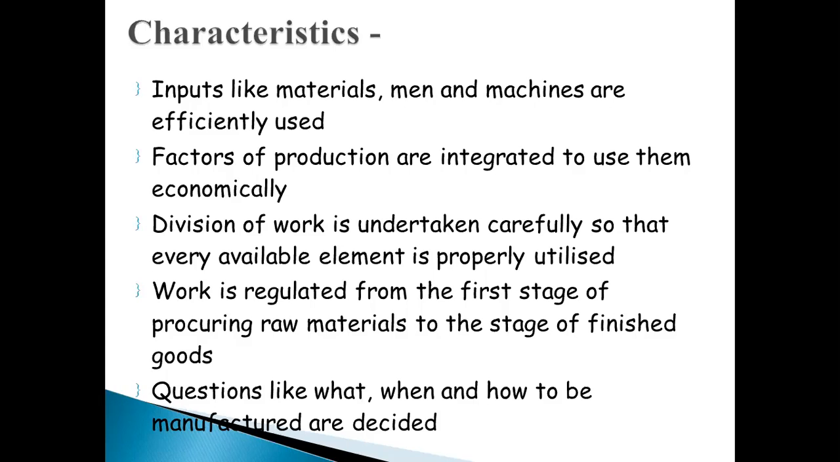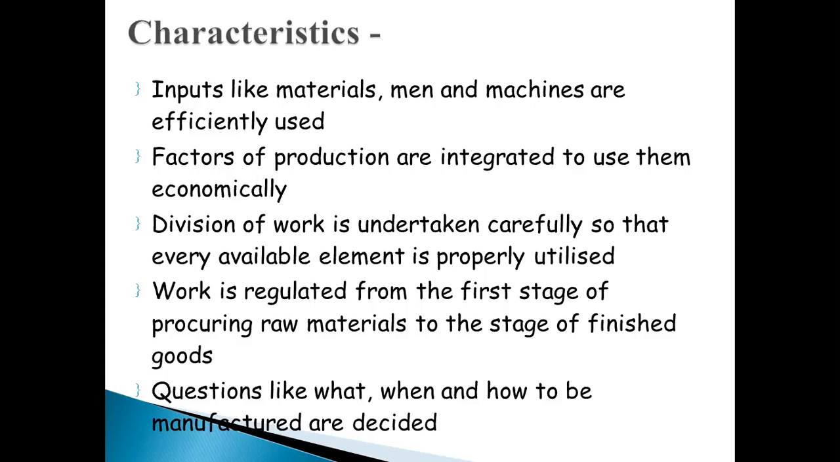Division of work means a bigger task has to be divided or assigned by the supervisor to all the employees. The task should be assigned, a bigger task is to be divided into simple units. So the work should be regulated from the first stage of procuring the raw material to the last stage of the finished goods. So the questions like what, when, and how it is to be manufactured are decided, right?